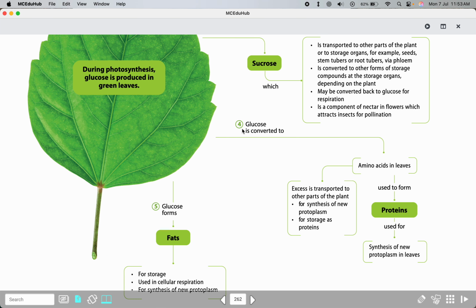Next, fourth point, glucose can be converted into amino acids in the leaf. Many people often think that plants are made purely from carbohydrates, that there's no protein, no fats in plants. That's not true. Plants can also form proteins.